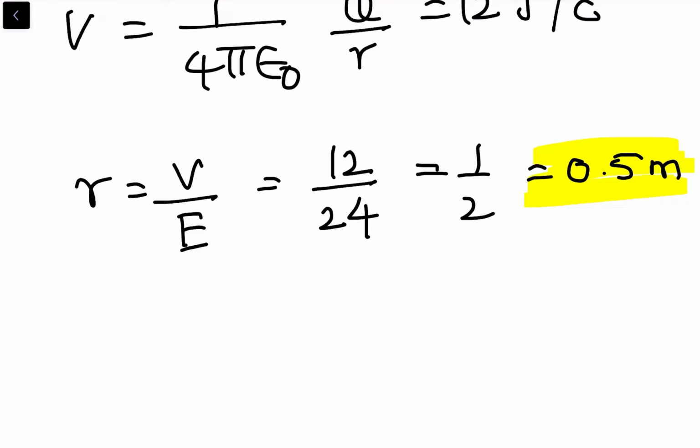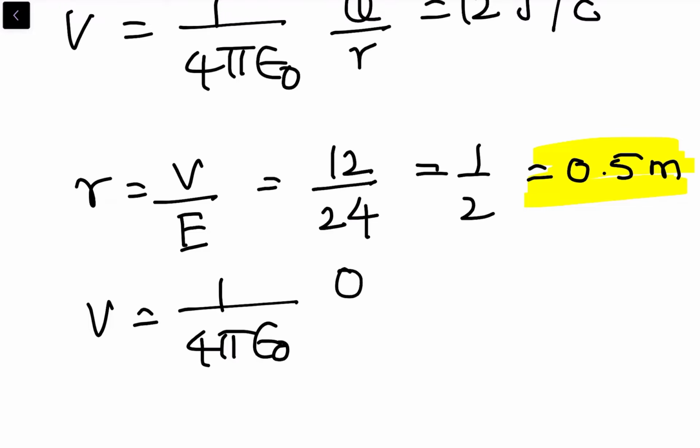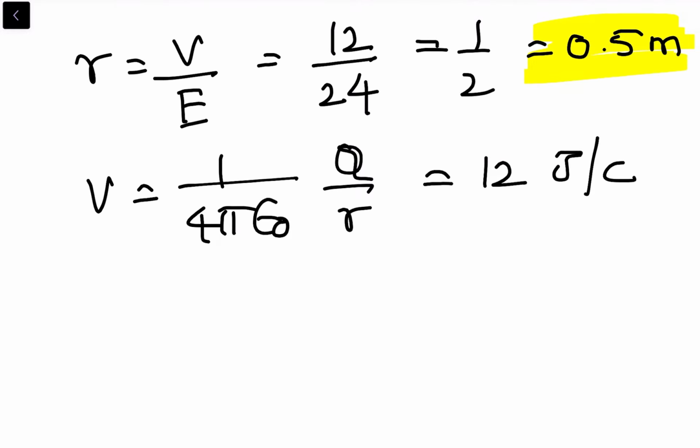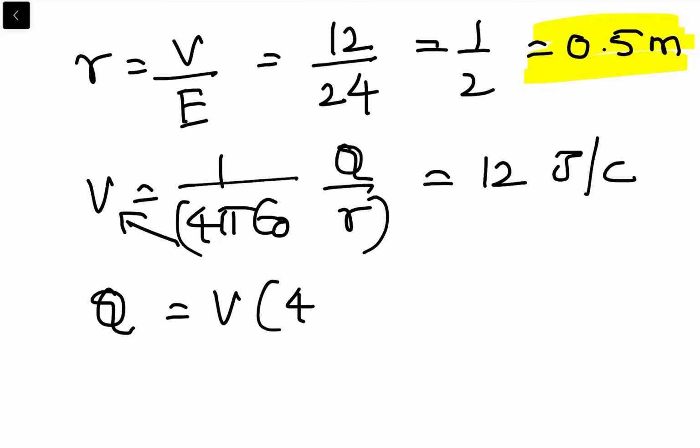So for that, you can take the potential V is equal to 1 by 4 pi epsilon naught into Q by R, which is equal to 12 joules per coulomb, which they have given in the problem. So from there we want Q. We can rewrite this formula. Send all this 4 pi epsilon naught to the left side, and Q alone will be left on one side. Then Q is equal to V into 4 pi epsilon naught R.